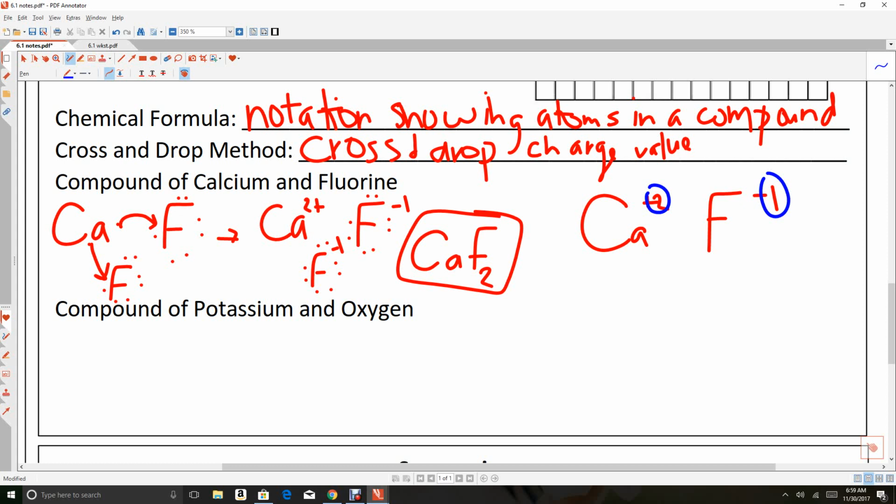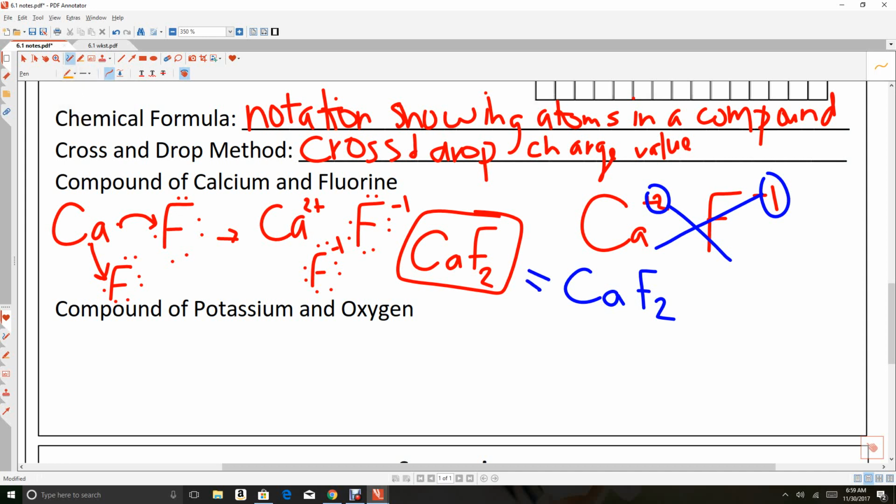So if we cross it over and drop it down. Okay, same thing, cross it over and drop it down. So we would get something that looks like Ca1F2. Now, the one thing about ionic formulas is 1s are just really redundant and not necessary. So what you'll see is they don't write the 1s. So it becomes CaF2, which is the same thing we just had written.